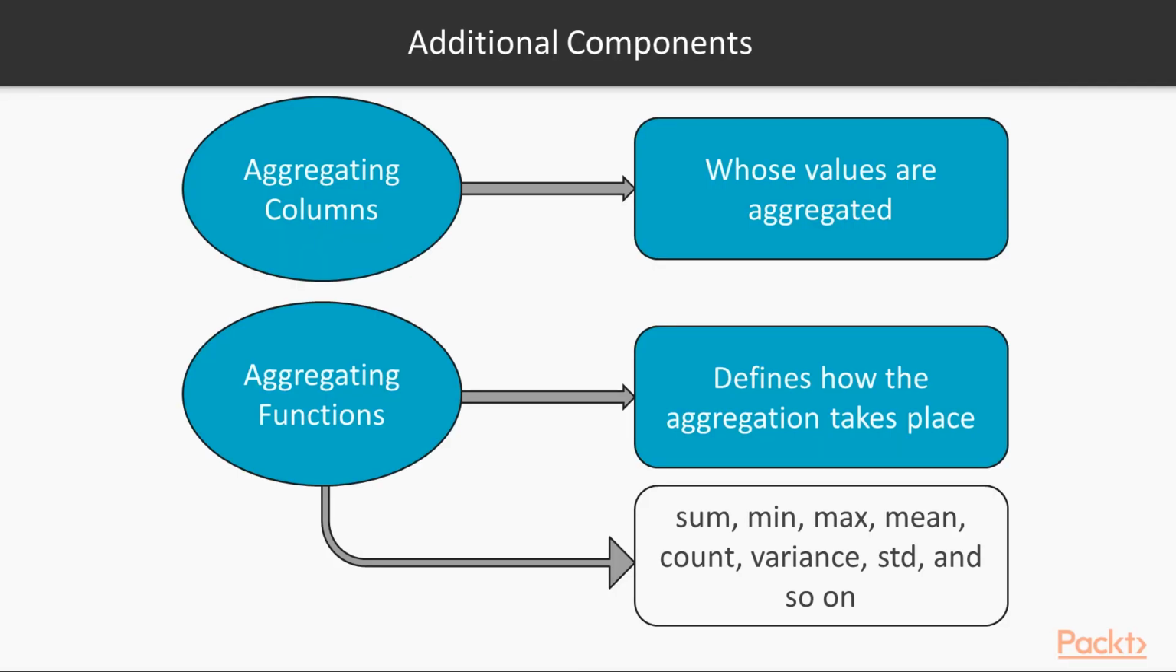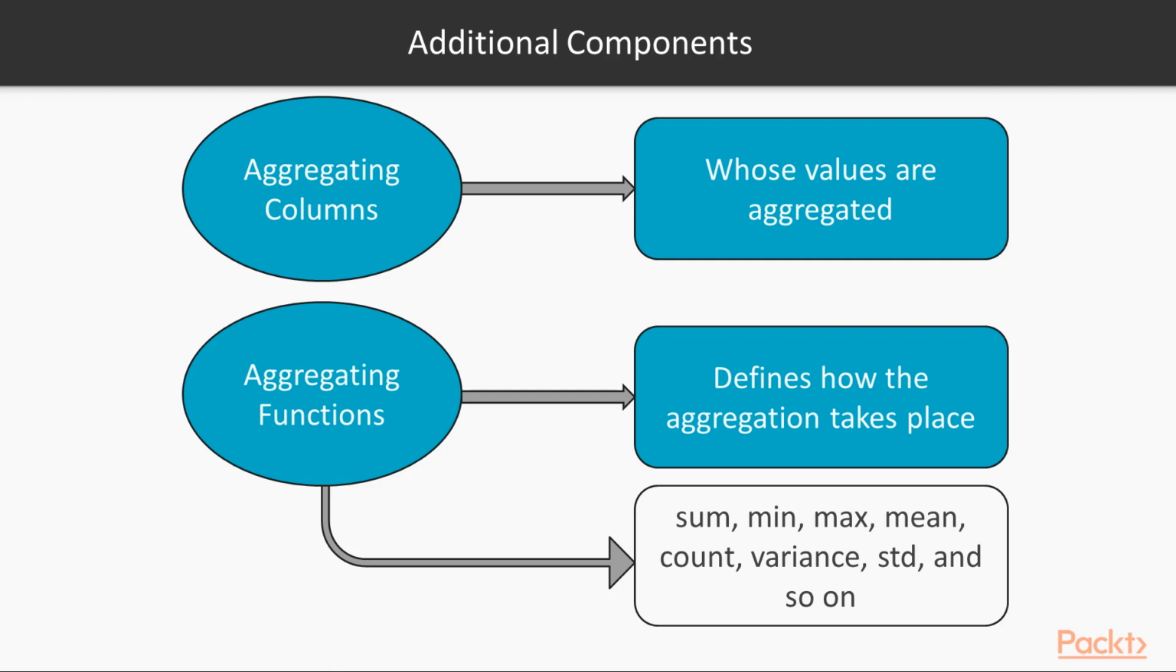In addition to the grouping columns defined during the introduction, most aggregations have two other components, the aggregating columns and aggregating functions. The aggregating columns are those whose values will be aggregated. The aggregating functions define how the aggregation takes place. Major aggregation functions include sum, min, max, mean, count, variance, standard deviation, and so on.